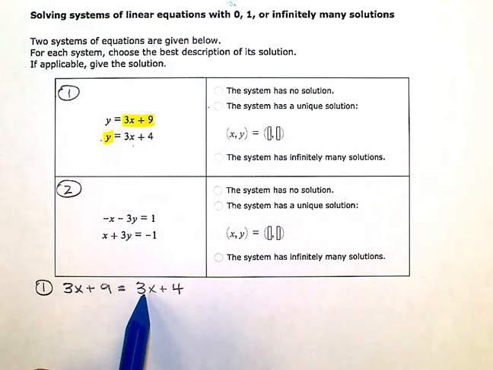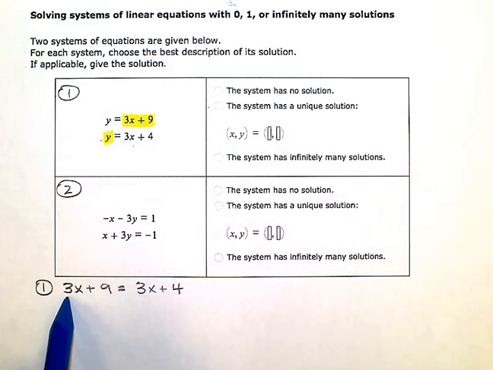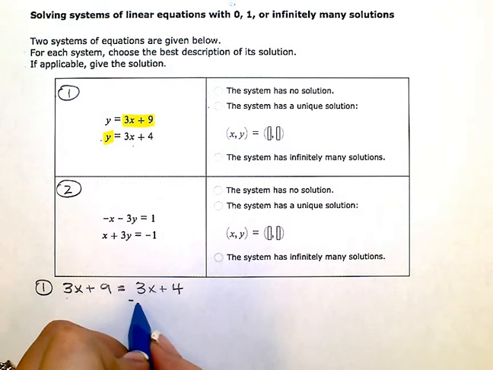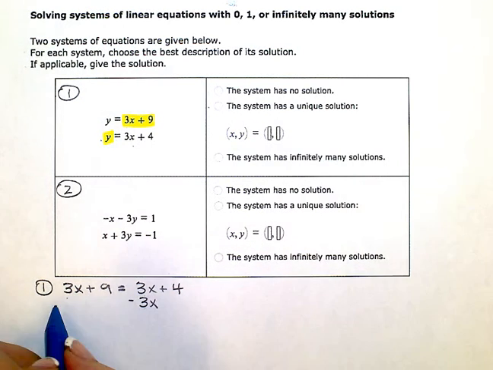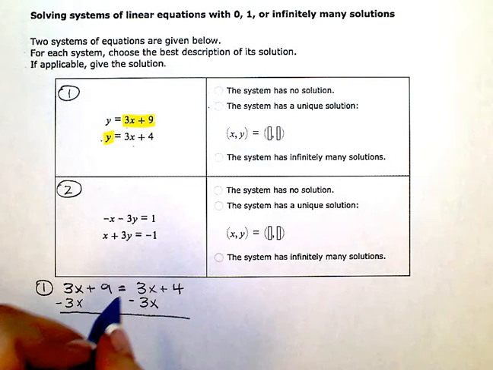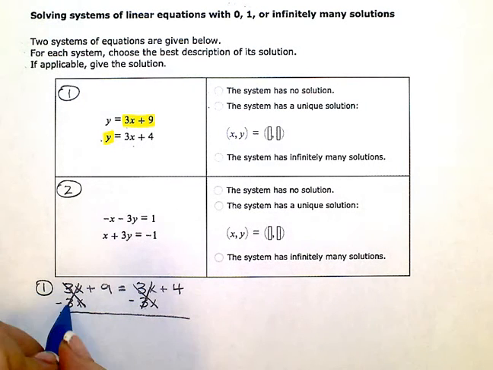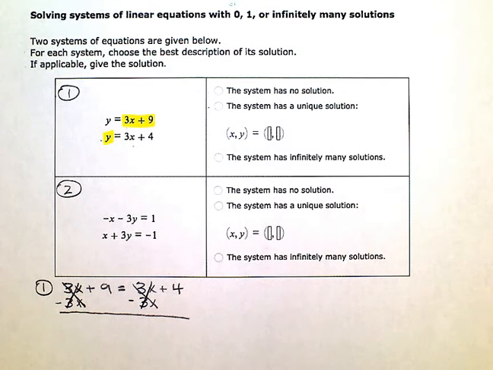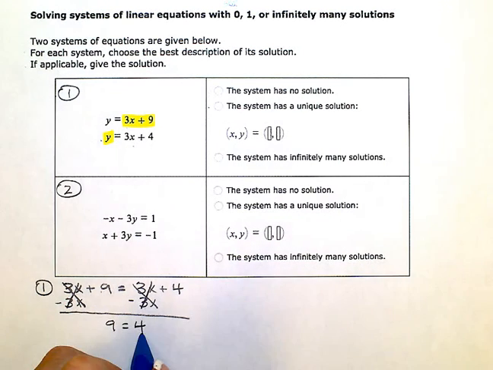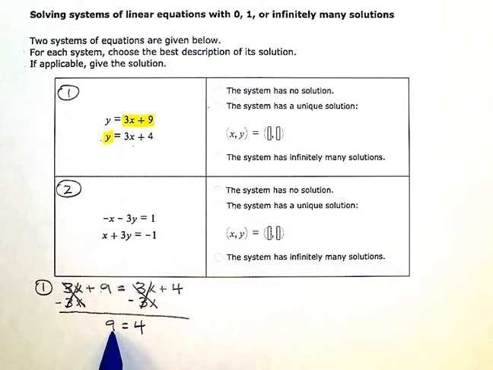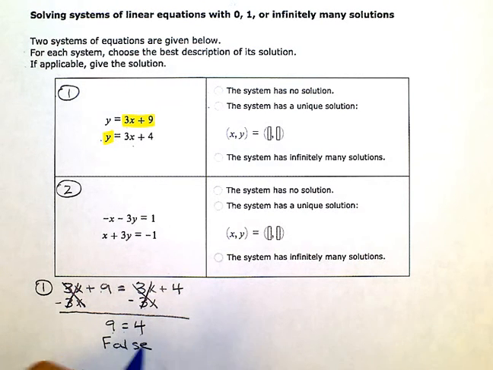Since I have variable terms on both sides of my equals, I need to zero one of them out. So I'm going to subtract 3x to zero out the x term on the right side of the equation. But to keep my equation balanced, I also have to subtract 3x on the left side. When I simplify, all of my x's drop out. I have no x terms left, but I am left with a 9 on the left and a 4 on the right. Now 9 equals 4 is a false statement. That's not true. 9 doesn't equal 4.